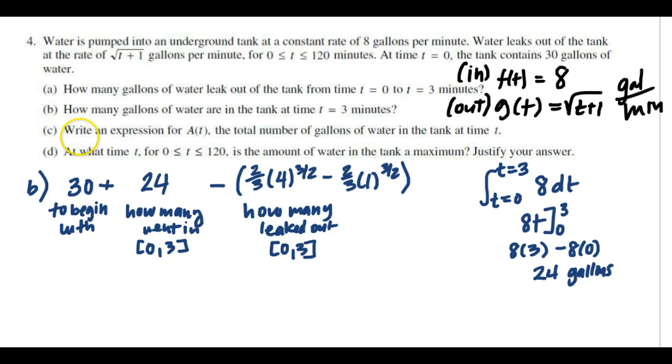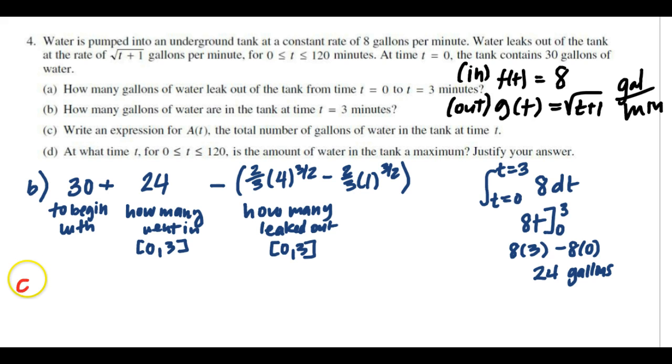Alright, so now moving on to part C. Write an expression for A of t, the total number of gallons of water in the tank at time t. So part C is asking us to generalize what we did in part B. Part B asked us to find specifically how many gallons were in the tank after 3 minutes. But part C is asking us to write an expression for A of t, the total number of gallons in the tank at some generic time t.